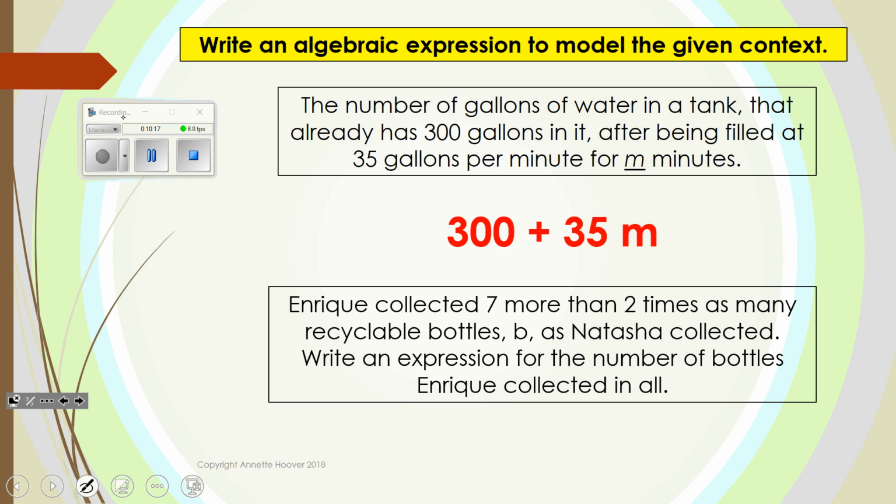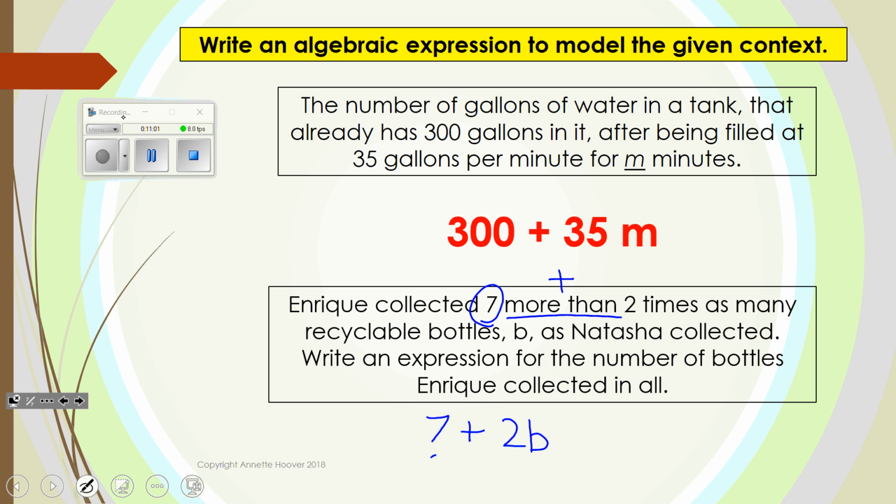Enrique collected 7 more than 2 times as many recyclable bottles, which we are going to represent with the variable b, as Natasha collected. Write an expression for the number of bottles that he collected. Can you think about how we would write an algebraic expression for this? It said he collected 7, so I write 7, more than, that means adding to, 2 times as many bottles, represented with the variable b, as Natasha. 2 times the number of bottles that Natasha had, 2b. We don't know how many bottles she collected, so we represent that with a variable. So this is the expression.